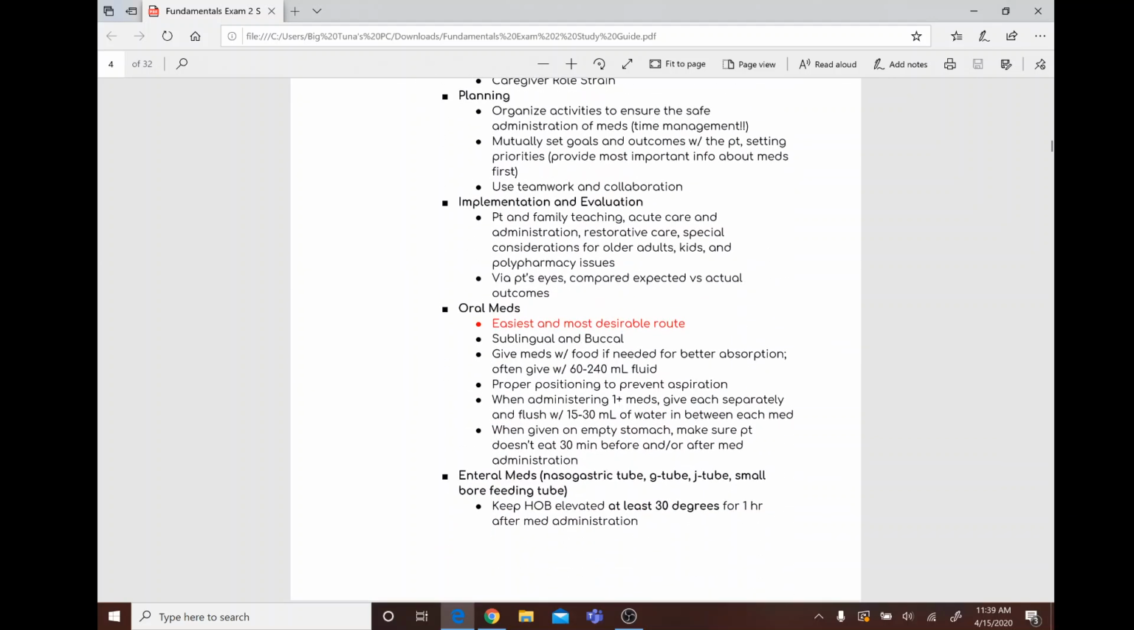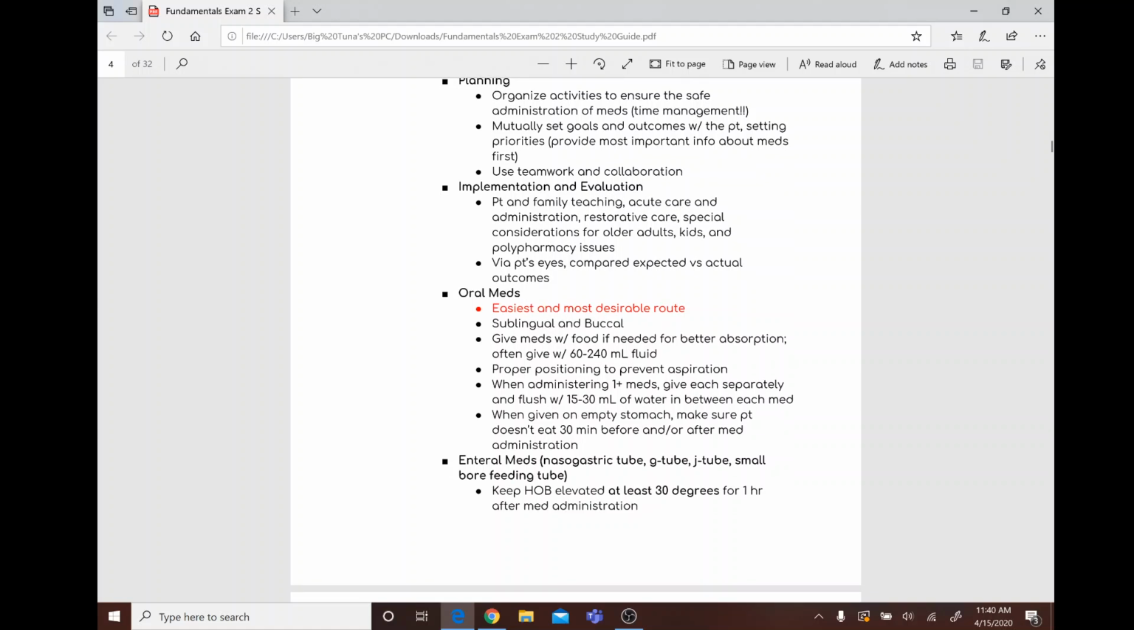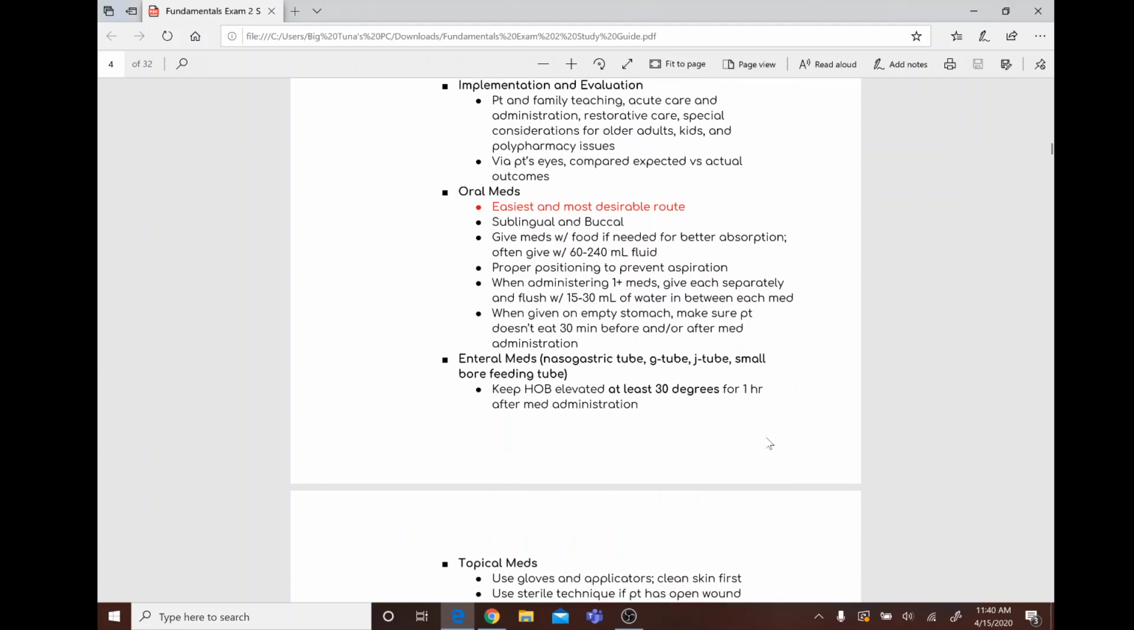Alright, oral meds. We know it's the easiest and most desirable route. How do we give oral meds? Sublingual and buccal. Oral meds, you give meds with food if needed for better absorption. Often give with 60 to 240 milliliters. Proper positioning to prevent aspiration. When administering more than one med, give each separately, and flush with 15 to 30 milliliters of water in between each med. When given on an empty stomach, make sure the patient doesn't eat 30 minutes before or after med administration.